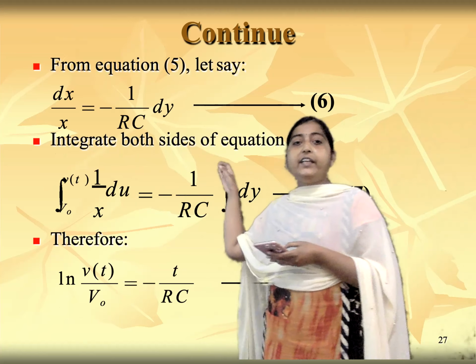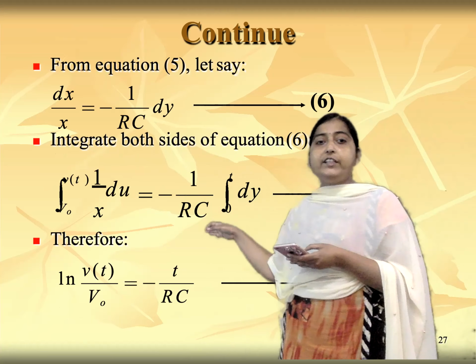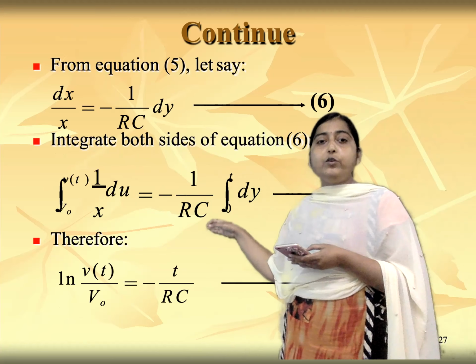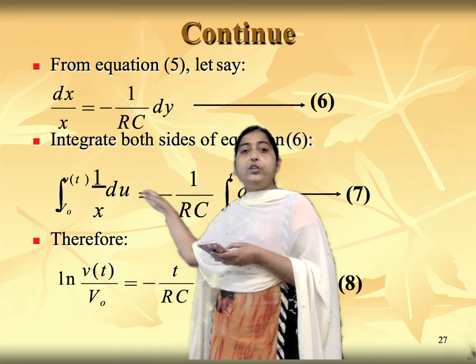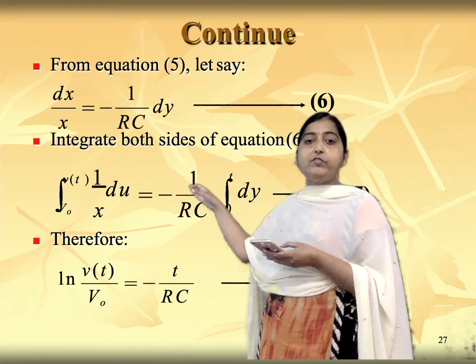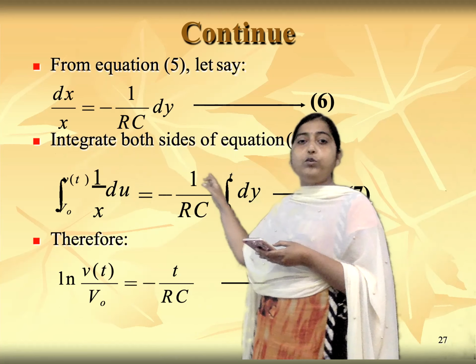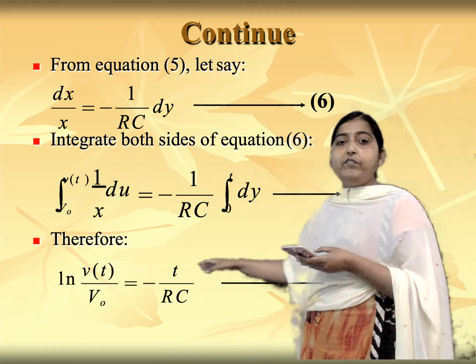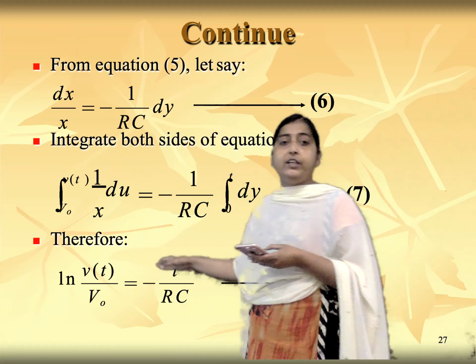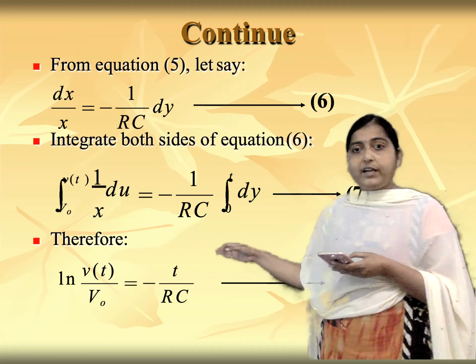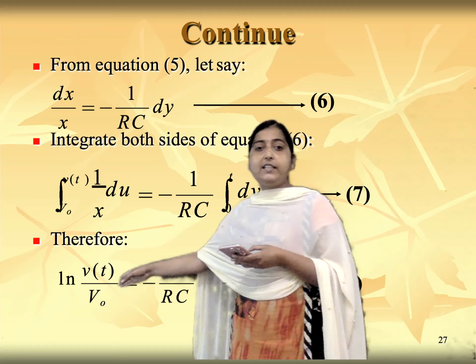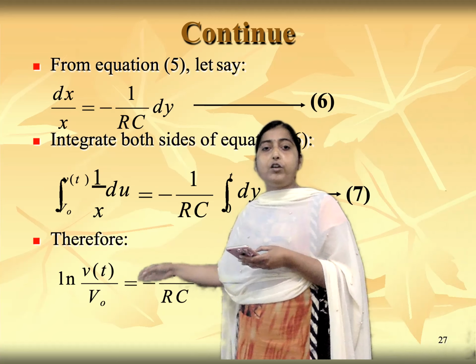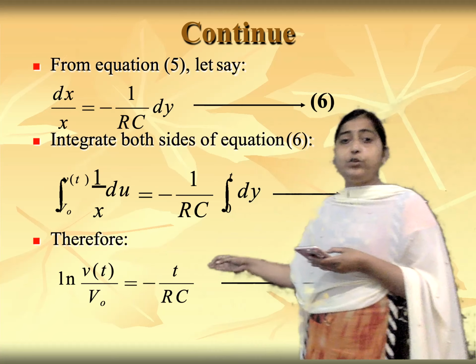Now integrating on both sides with respect to the voltage, from the initial voltage V naught to the final voltage V of t, 1 by x into dx is equal to minus 1 by RC integration 0 to t into dt. Then we are going to get this expression by substituting the upper limit minus lower limit. So we get the expression as ln of V of t by V naught is equal to minus 1 by RC into t.